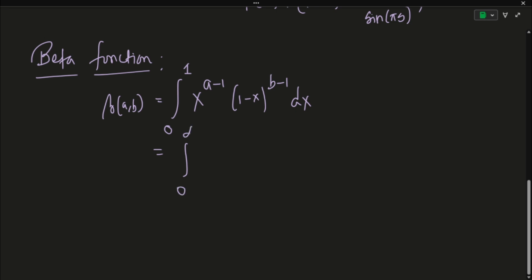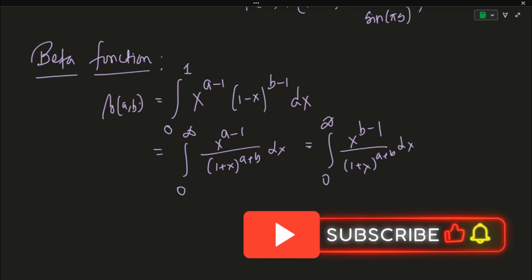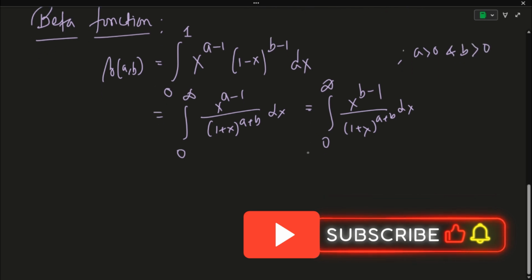which is 0 to infinity, x to the power of a minus 1 divided by (1 plus x) to the power a plus b dx. This is the same as this integral. They can be transformed into one another using a proper substitution. And similarly, 0 to infinity, x to the power b minus 1 by (1 plus x) to the power a plus b dx. All of these are beta integrals only. Again, as usual, a greater than 0 and b greater than 0 has to be followed.